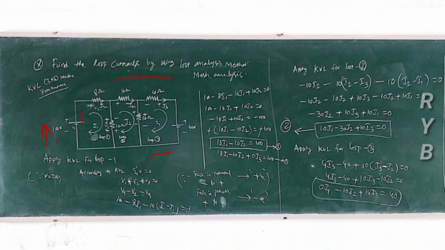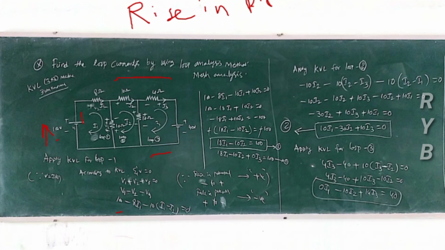Now, when the current leaves at the positive side, that is a rise in potential, and a rise in potential we have to consider as positive. Similarly, when current is moving in this direction, positive current will leave. That means 100 volts will be considered as positive, and the voltage drops as minus.